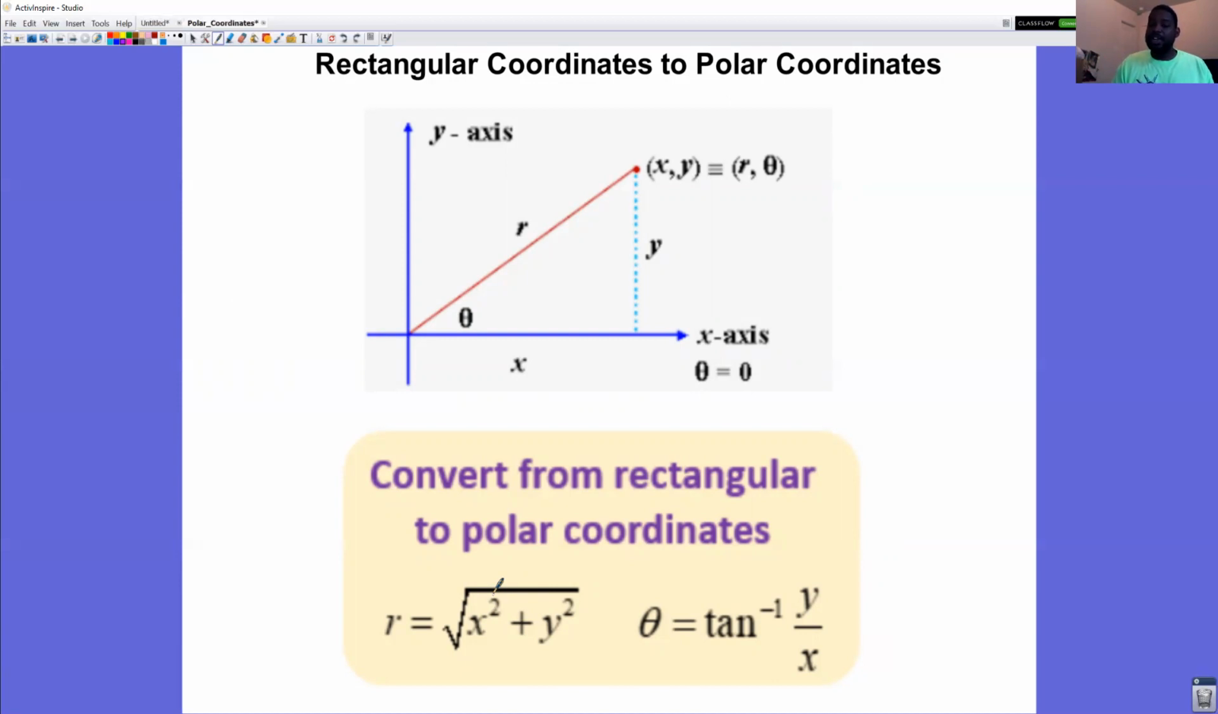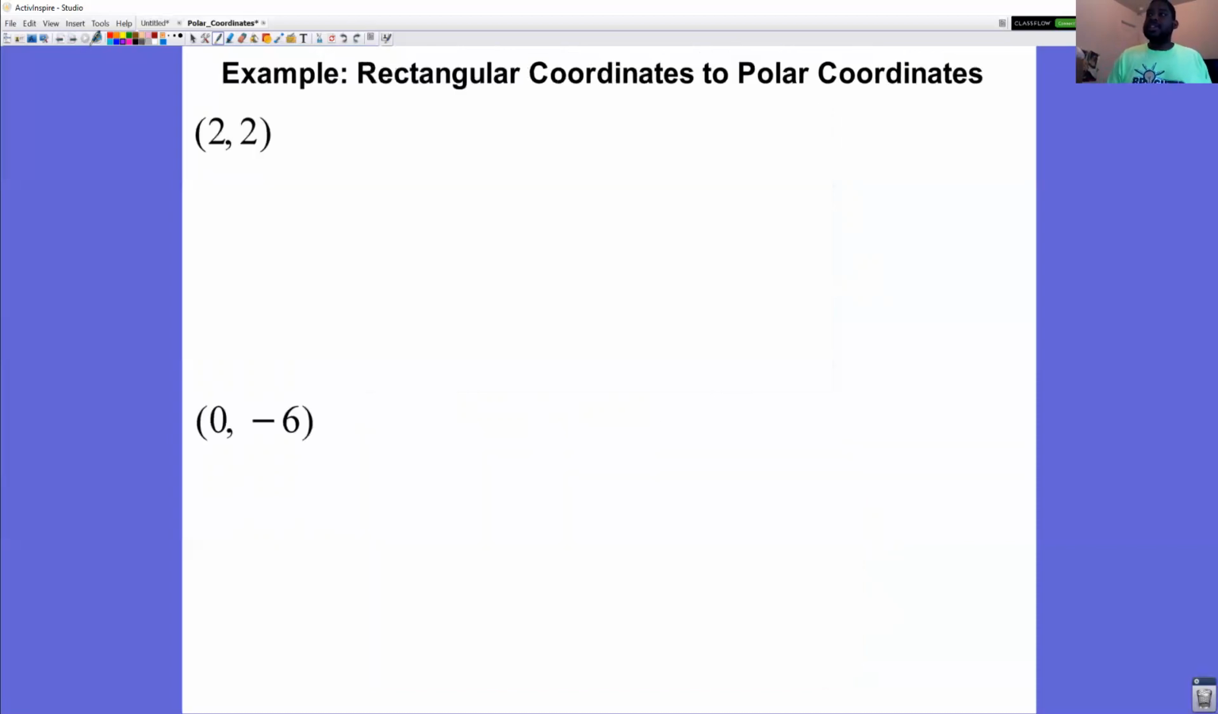But remember, here's the thing about converting from rectangular to polar. Rectangular to polar has multiple representations, just like we discussed in the very first example of how we can represent a polar coordinate in more than one way. So now we're going to take a look at these examples here.